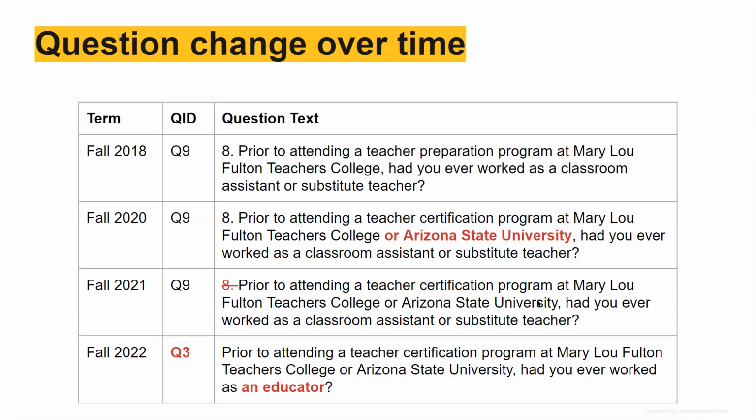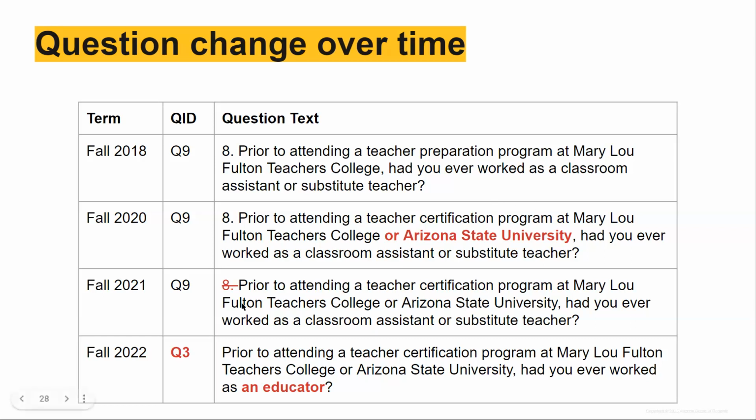And this next one is another one that I mentioned at the beginning, being able to change or track question change over time. So to illustrate why this is important, I want to show you an example of a question from our survey. In fall 2018, you can see the question up there. Prior to attending a teacher prep program at Mary Lou Fulton, had you ever worked as a classroom, blah, blah, blah, blah. That was the original question. And then this QID, Q9 was the QID internal to Alteryx, not what the student would see. So 2 years later, in fall 2020, they felt like they needed to expand it and say at Mary Lou Fulton or ASU, because some of our teacher prep programs are not within Mary Lou Fulton.